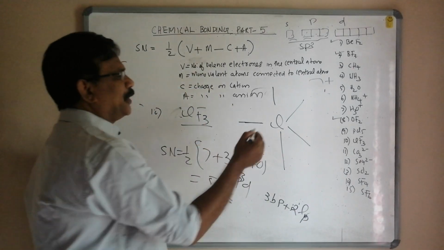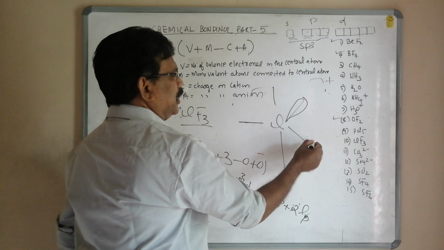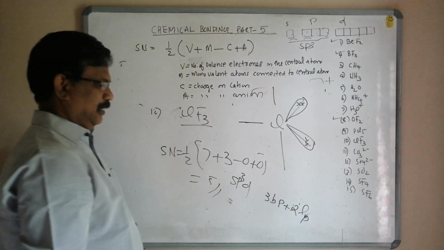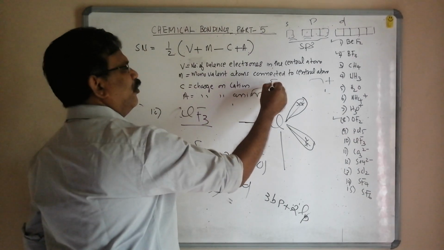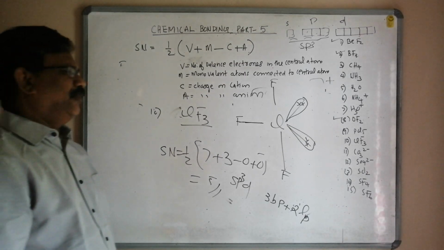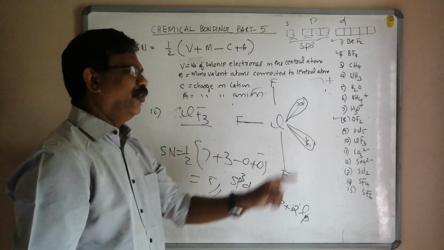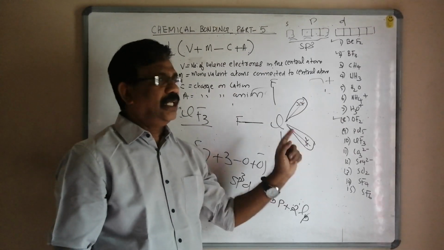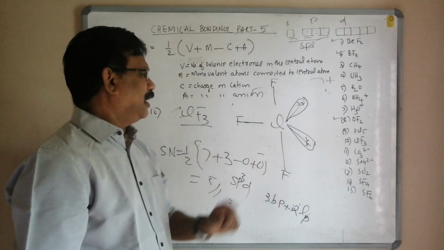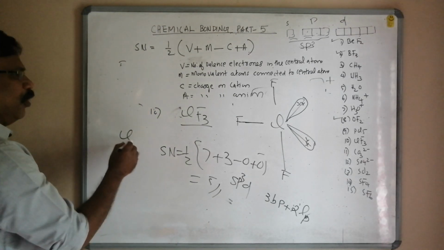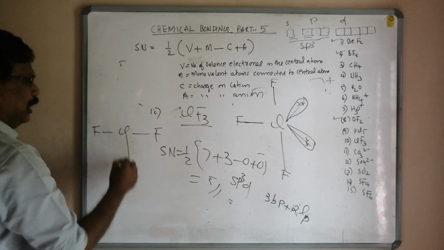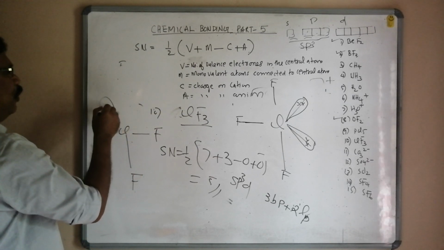The 2 lone pairs are present at the equatorial position, and 3 bond pairs, 3 fluorine atoms, are present here. In order to minimize the repulsive force, at 120° the repulsive force is minimum, and the lone pairs are present in the equatorial position. And 3 bond pairs are here. So this is chlorine, the central atom, with fluorine atoms, and the 2 lone pairs.